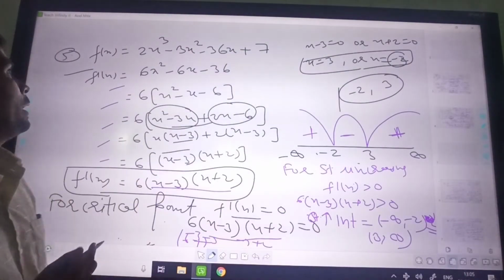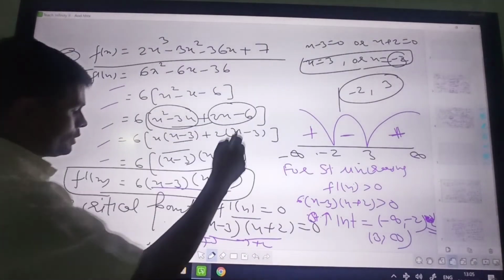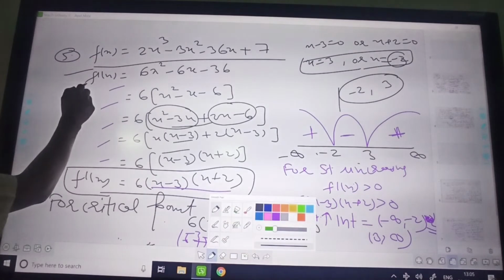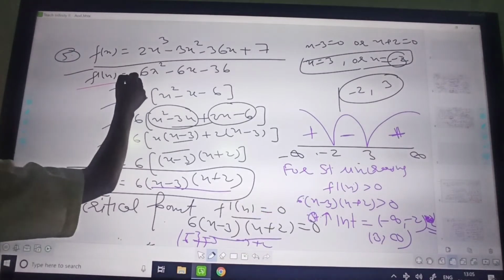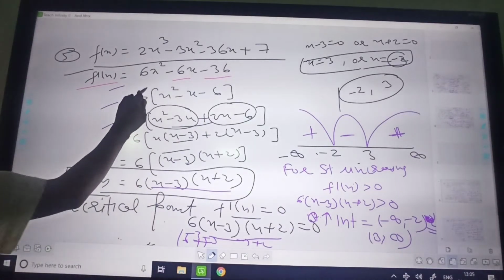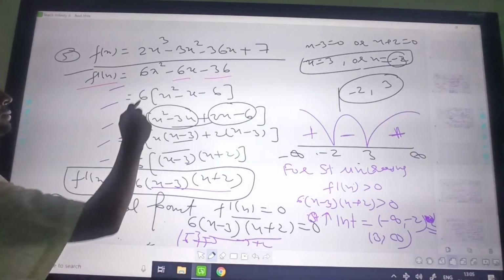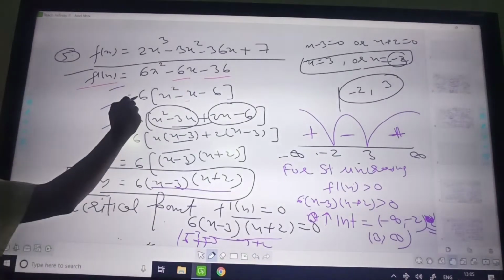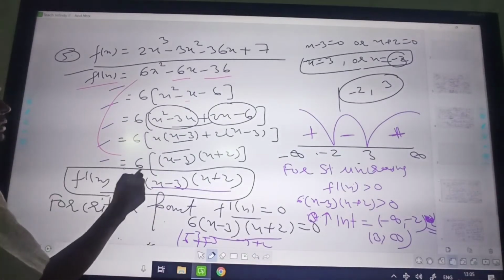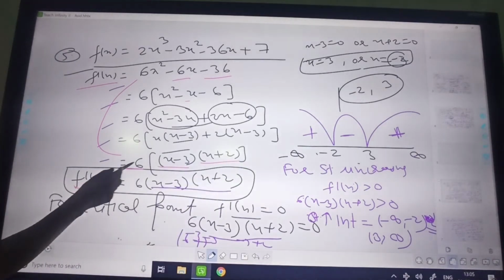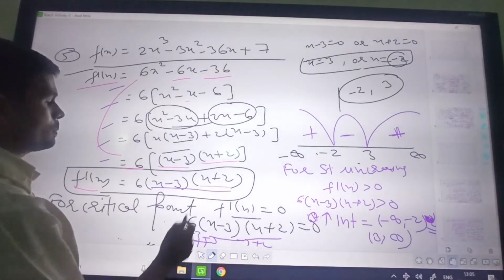First of all, you write the function here, and after writing the value of the function, you will find f dash x. F dash x is 6x square minus 6x minus 36. Then you can take out 6 as common. This gives us x square minus x minus 6. Then you will factorize this, which gives us 6 into x minus 3 and x plus 2. So f dash x is 6 into x minus 3 and x plus 2.